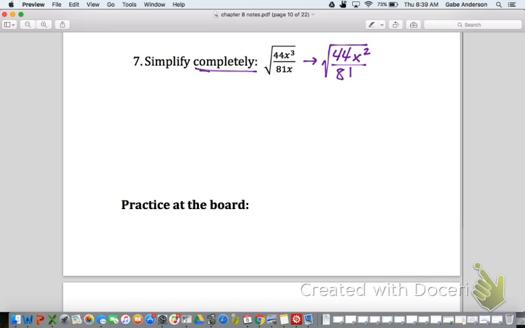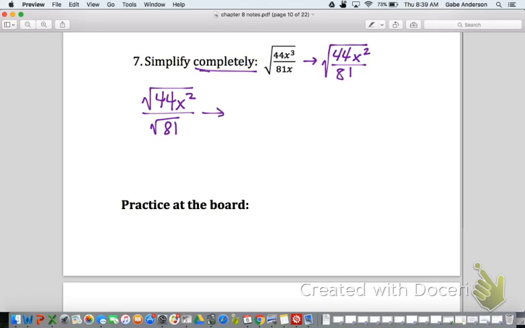Wouldn't it be 3 and 3? Hey guys. Yeah, sorry. So the square root of a fraction could be rewritten as the fraction of 2 square roots. So it'd be the square root of 44x squared divided by the square root of 81.